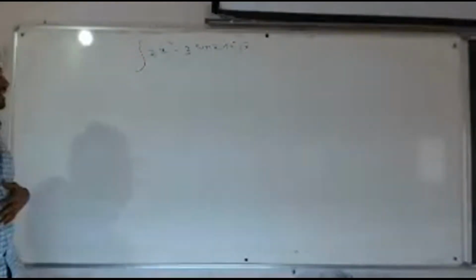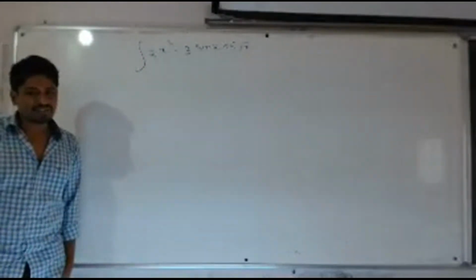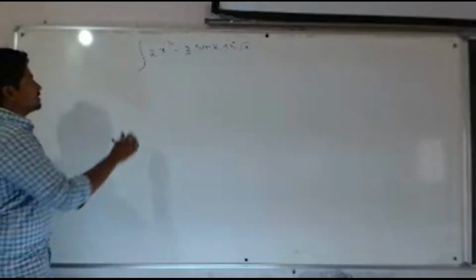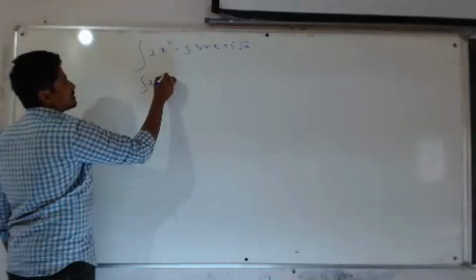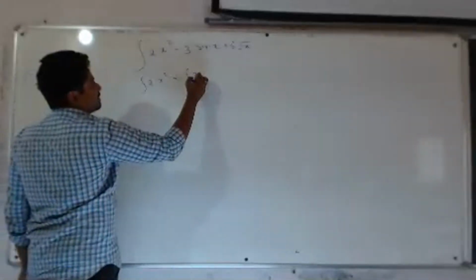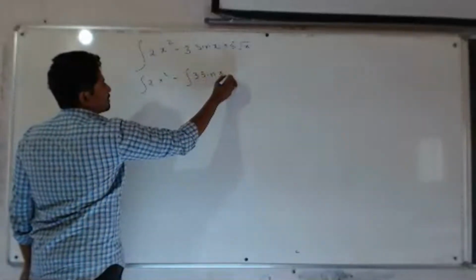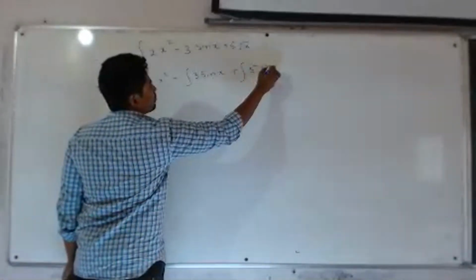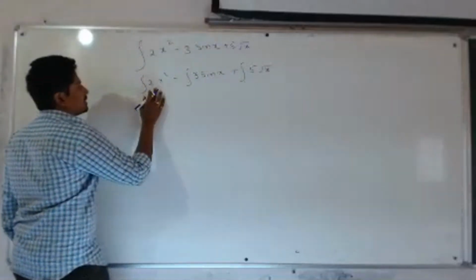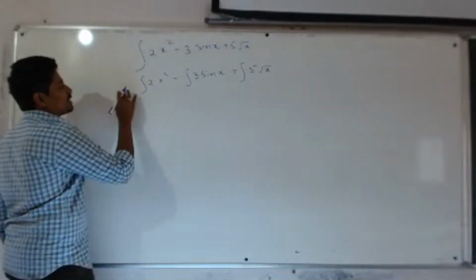Before applying the integration, let us make this in a comfortable form and then we will apply the integral formulas. Let us split the integral to each term. Integral 2x square minus integral 3 sin x plus integral 5 root x. Take the constants outside the integral.